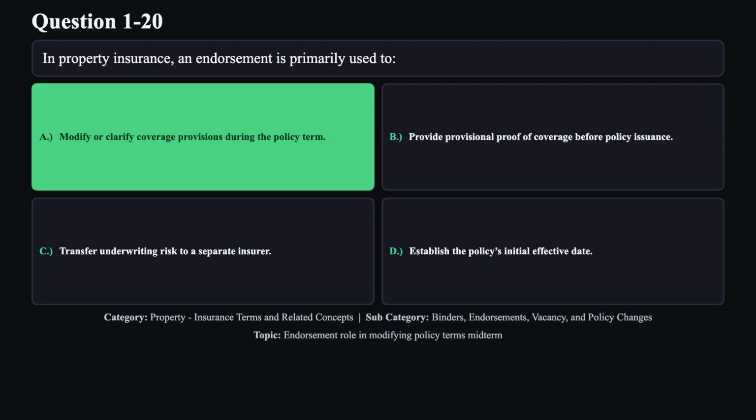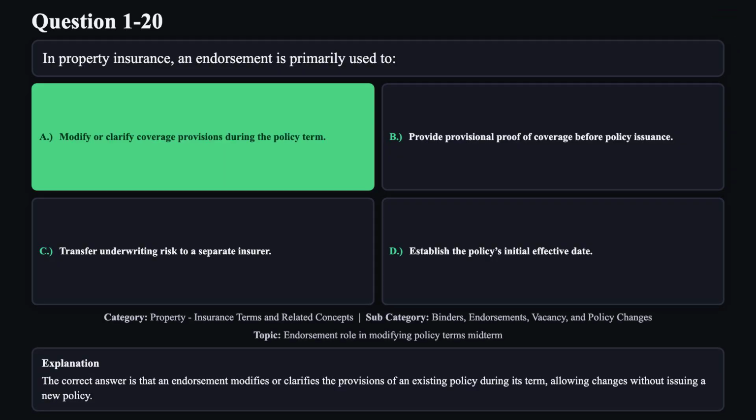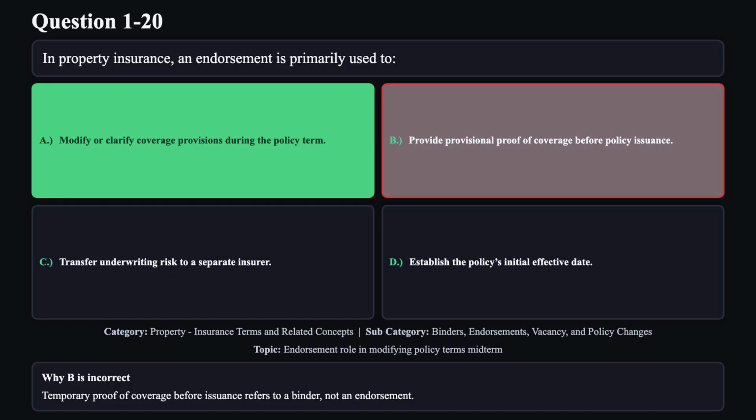The correct answer is A. The correct answer is that an endorsement modifies or clarifies the provisions of an existing policy during its term, allowing changes without issuing a new policy. Reason B is not correct. Temporary proof of coverage before issuance refers to a binder, not an endorsement.